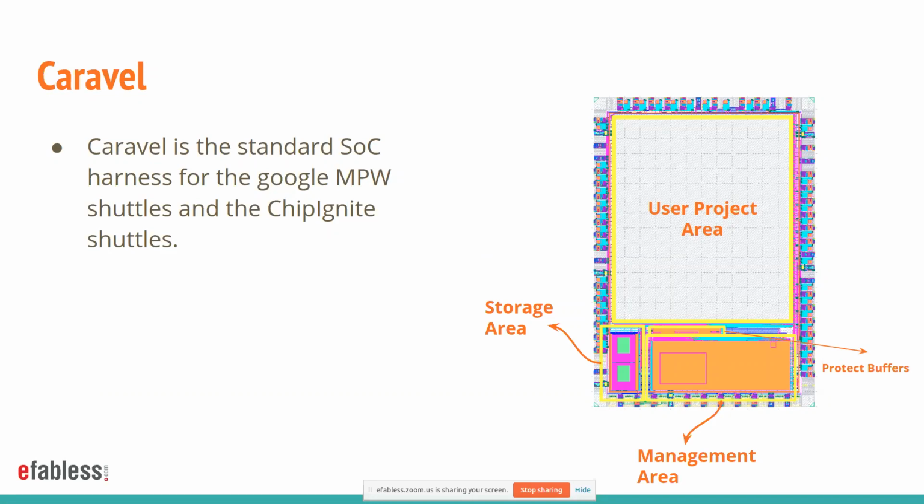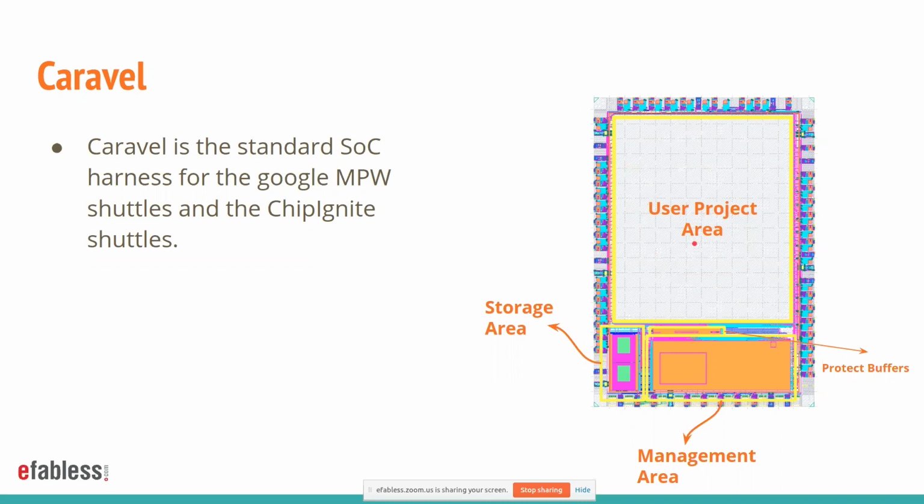Around the user project area here, we have three main components. The first one is the management area, which contains a RISC-V processor. We also have a storage area, which contains two SRAM blocks of memory. And we have management protect buffers to isolate any connection between the management area and the user project area. As you can see here, everything in the chip is pushed down to the bottom to make as much empty space as possible for the user project area.